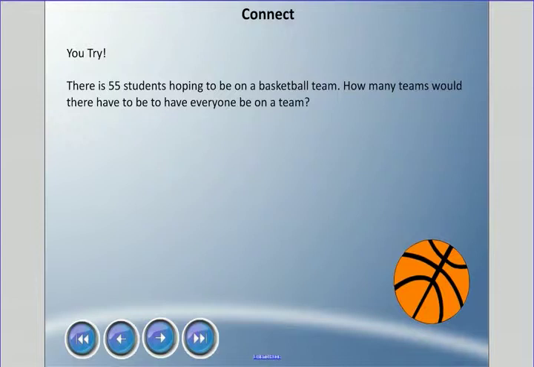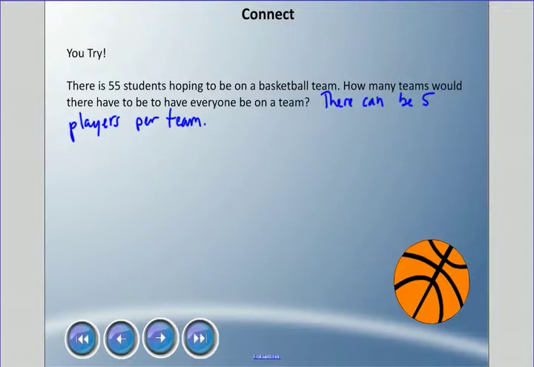There's 55 students hoping to be on a basketball team. How many teams would there have to be for everyone to be on a team? And the other piece of information that I forgot to write here is there can be 5 players per team. So there's 55 students hoping to be on a basketball team. How many teams would there have to be for everyone to be on a team with 5 players per team? I'll get you to pause that. Try it when you're ready.